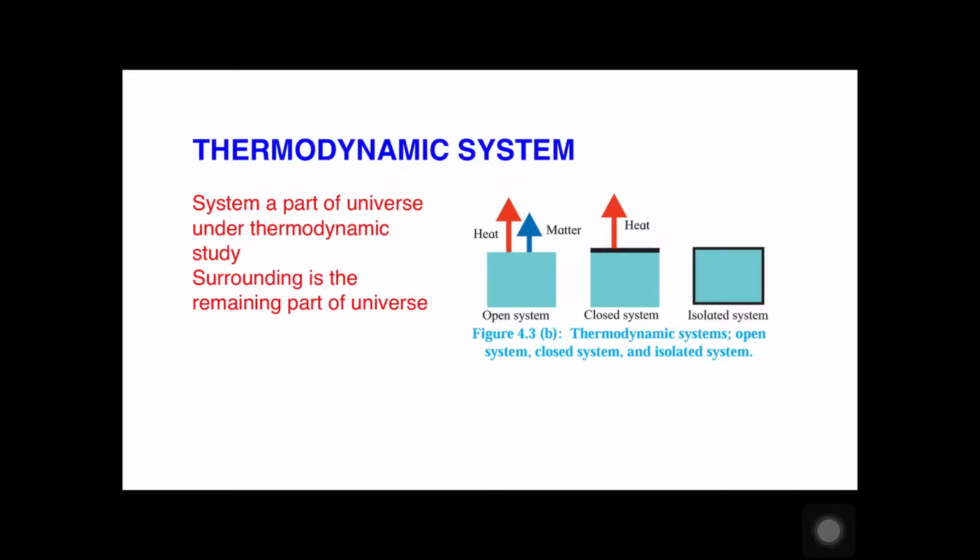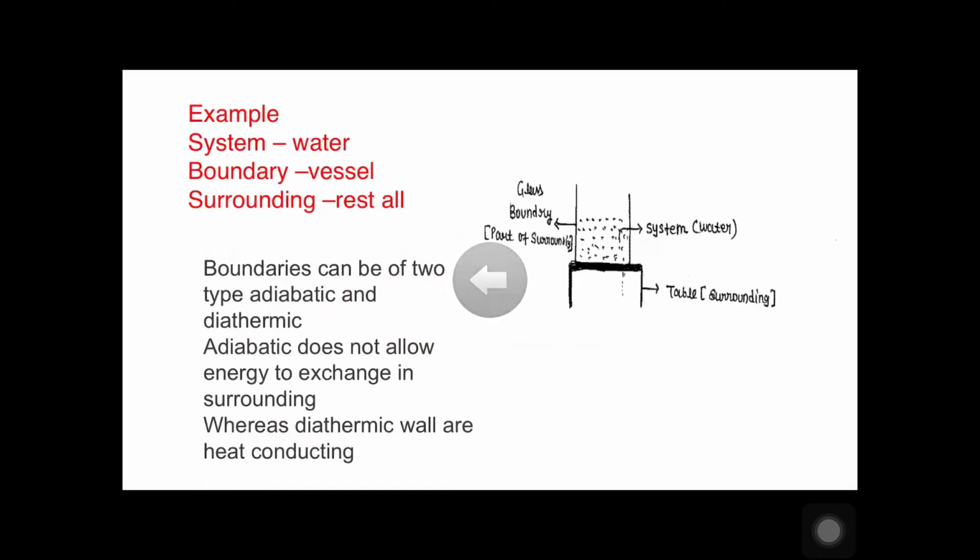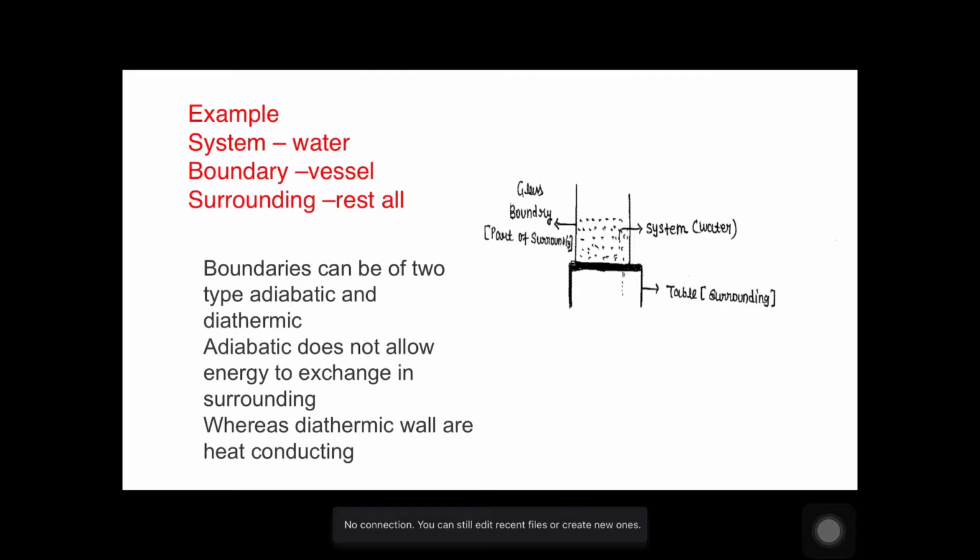Open system: heat and matter are exchanged with the surrounding. Closed system: only heat is exchanged with the surrounding. Isolated system: neither heat nor matter is exchanged with the surrounding. There is no perfectly isolated system in the universe. The boundaries also can be of two types, adiabatic and diathermic. Adiabatic does not allow energy to exchange with the surrounding, whereas diathermic walls are heat conducting.